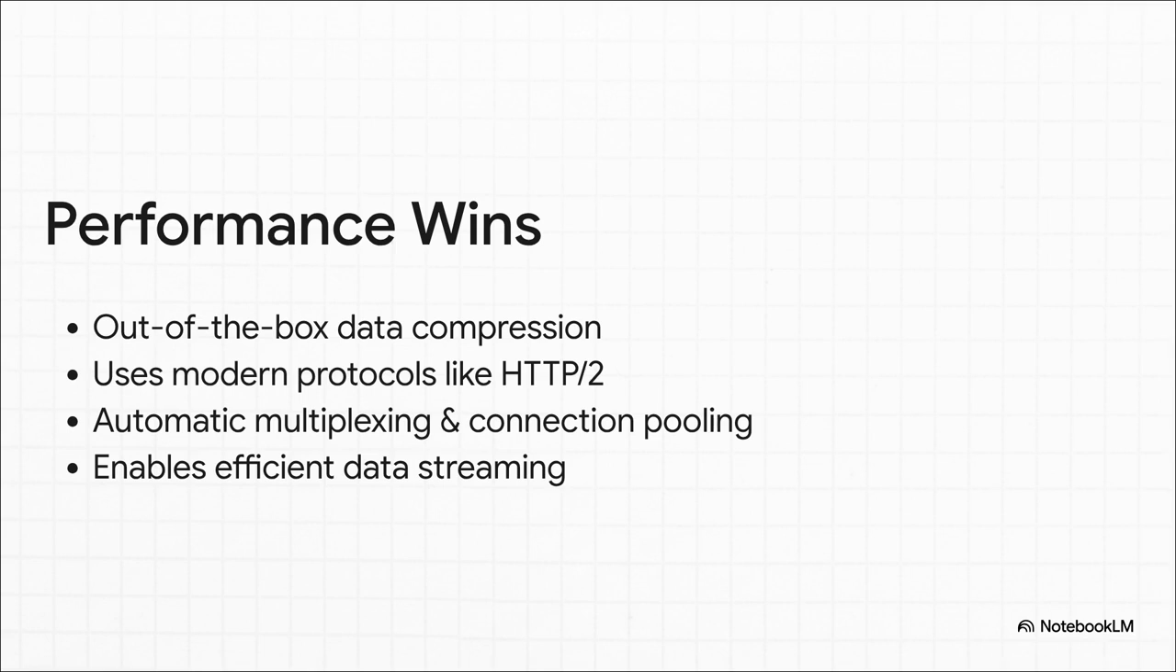But it's not just about making developers happy. It's also about raw performance. Modern RPC frameworks like gRPC are just built for speed. They have efficient data compression built right in. They use modern protocols like HTTP/2, which allows for multiplexing. That's basically sending multiple requests over a single connection, kind of like having multiple conversations on one phone line. All of this adds up to way faster, more efficient communication between your services.